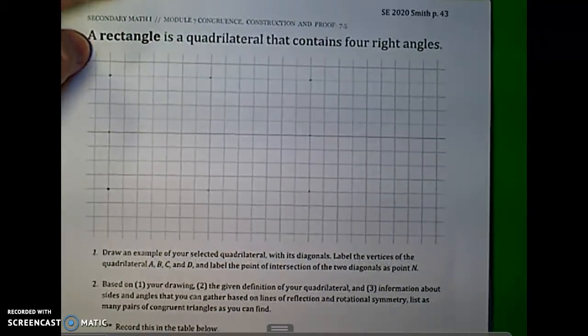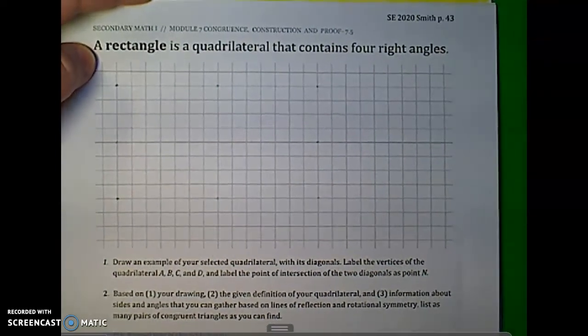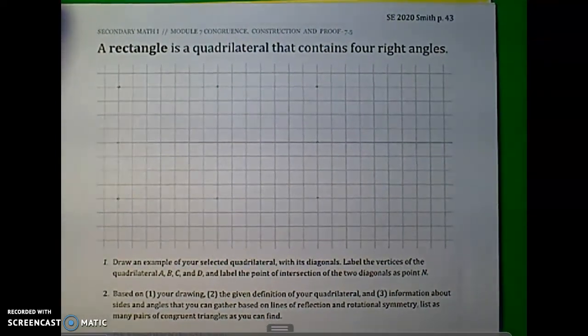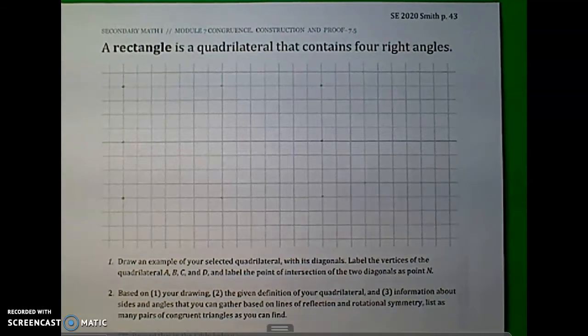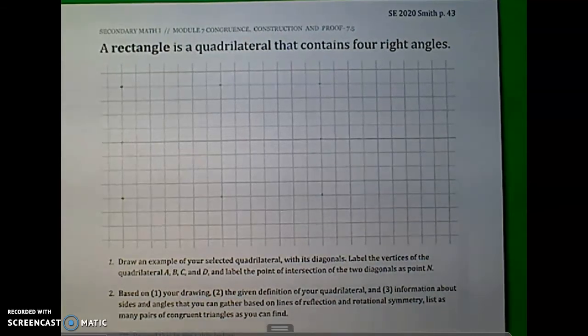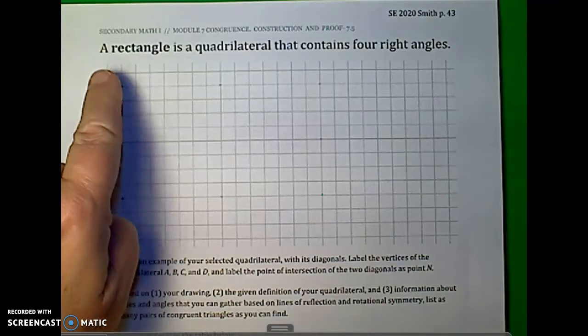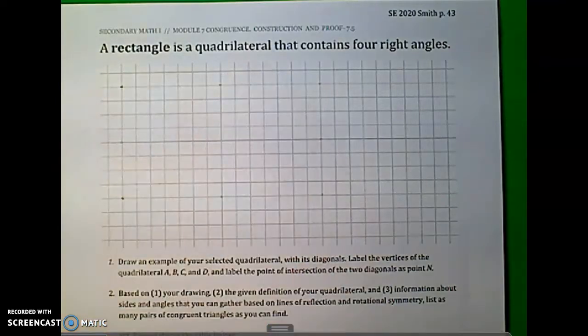So let's start with the rectangle on page 43. I'd like for you to do as much of this on your own as you can. I'm going to get you started. We have a rectangle. It's a quadrilateral with 4 right angles. And here are some steps of what you need to do at the bottom.